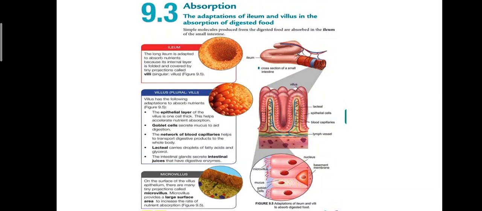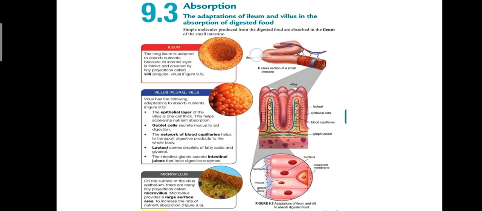Okay, so we continue Biology Form 4, Chapter 9, 9.3 Absorption. After digestion, the next process is absorption. The adaptations of the ileum and villus in the absorption of digested food. The simple molecules produced from digested food are absorbed in the ileum of our small intestine.